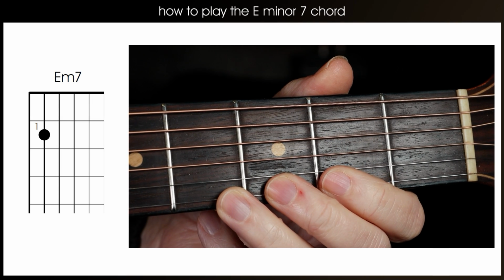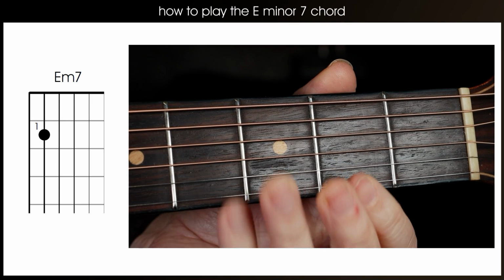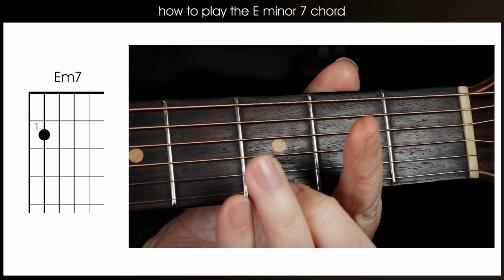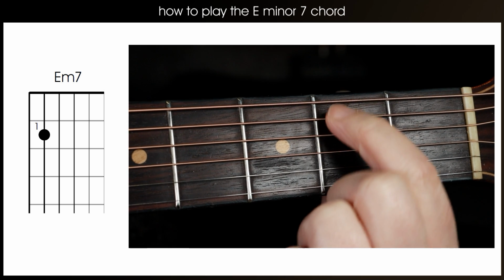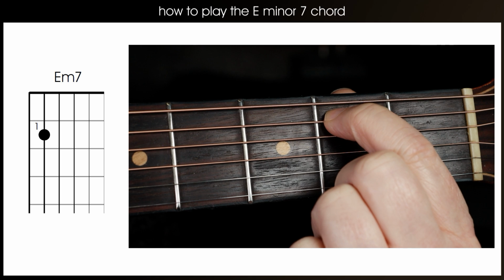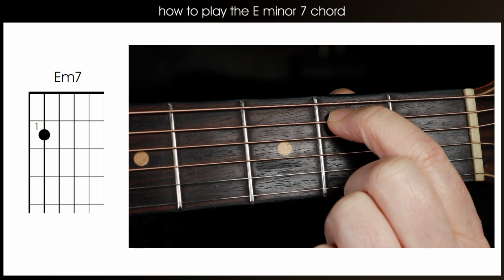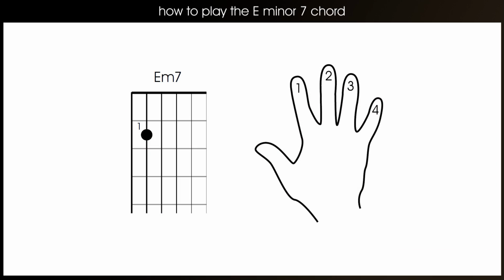Let's see that being done. Place the first finger on the second fret of the A string. Now for this chord, I want you to try strumming the strings through slowly so you can hear each string.